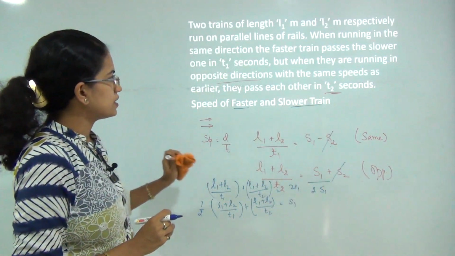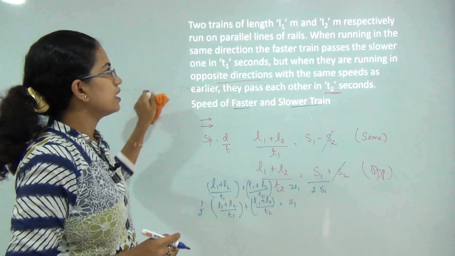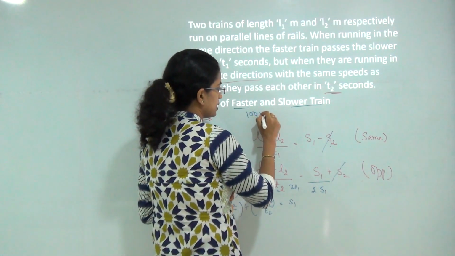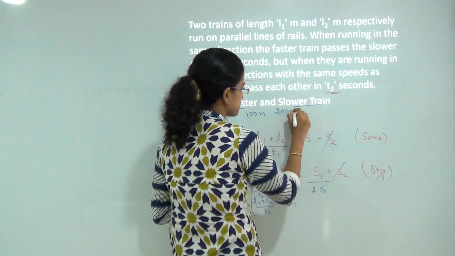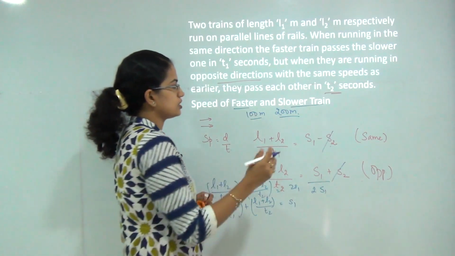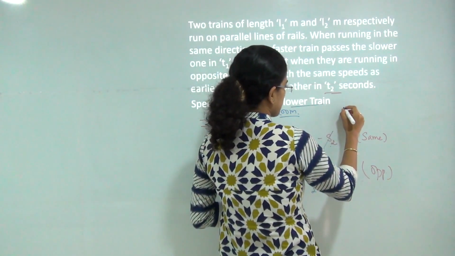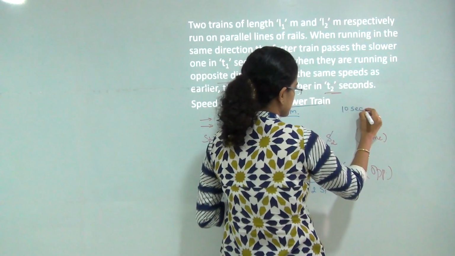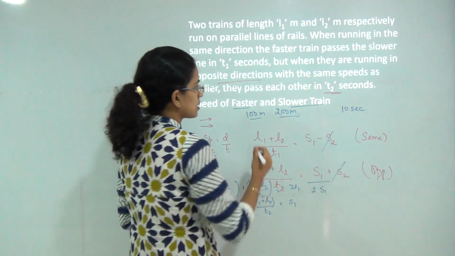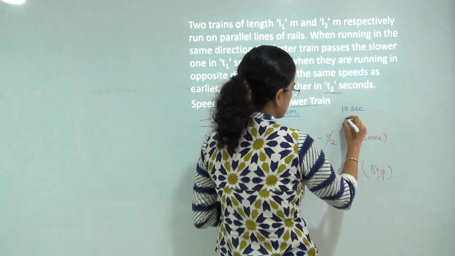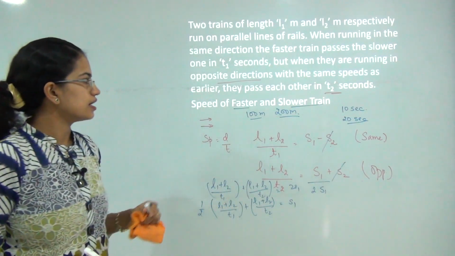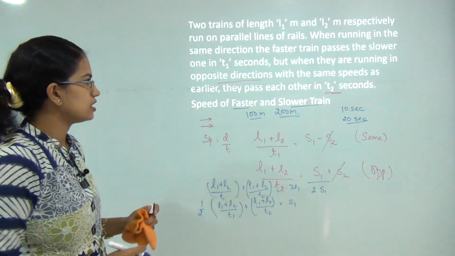Now if I have a numerical based on this value, I can say I have the length of two trains, say as 100 meters and 200 meters. When they are moving in the same direction, they cross each other in say time 10 seconds. When they are moving in opposite direction, they cross each other in say time 20 seconds. What is the speed of the faster train and the slower train?